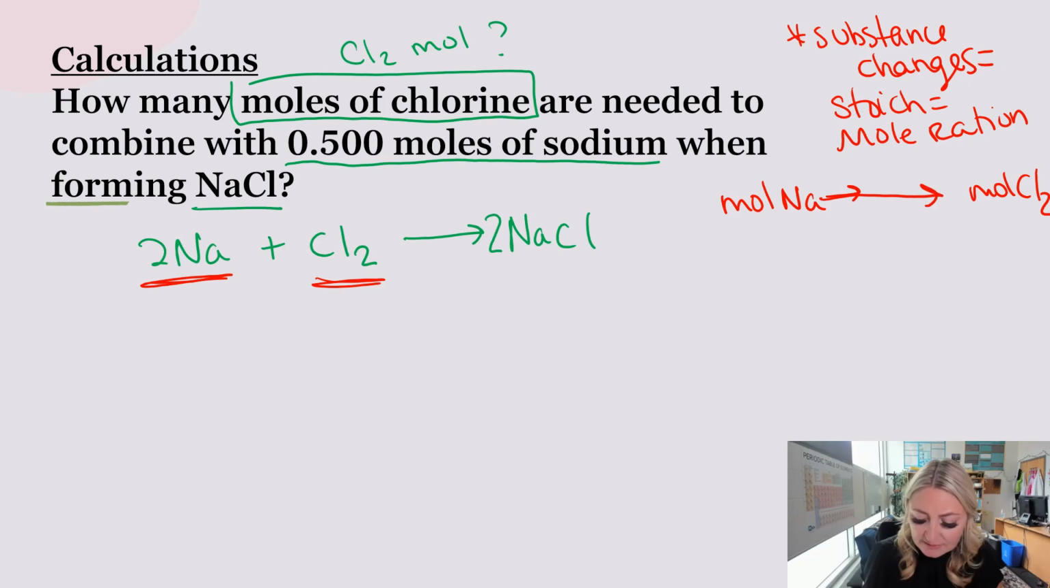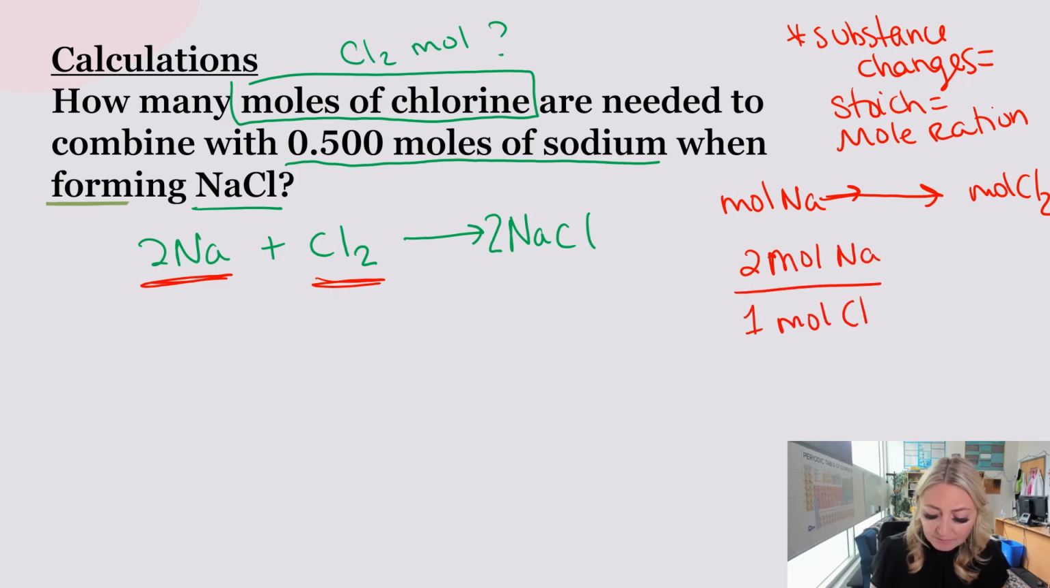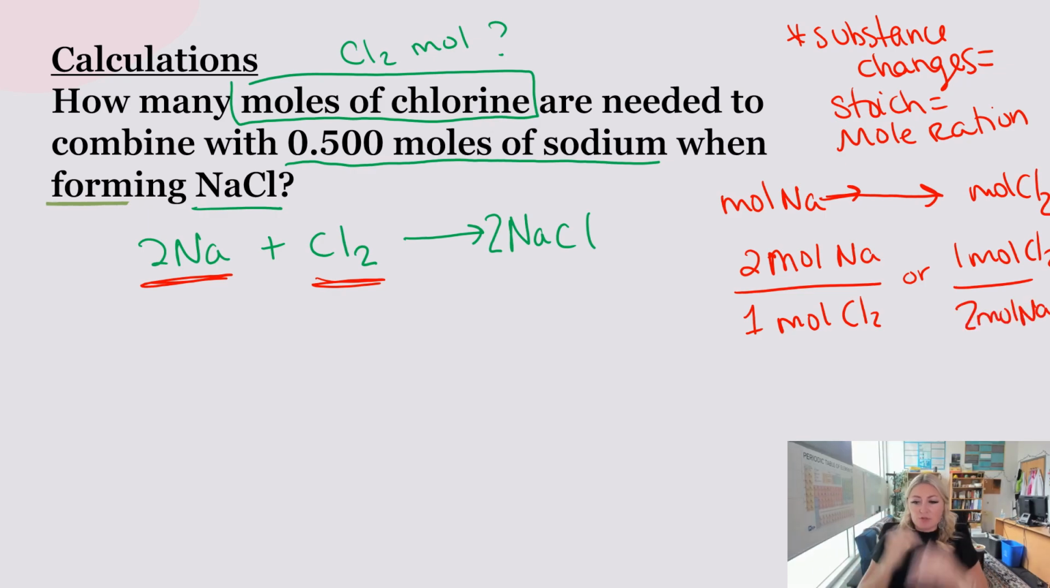So this is a single step conversion because we're already starting in moles of sodium. We're going to use a mole ratio and we're going to moles of chlorine. So my mole ratio for this, I know that I have 2 moles of sodium for every 1 mole of chlorine. And this could also be written 1 mole of chlorine for every 2 moles of sodium. So those are interchangeable. You can swap those depending on what you're trying to cancel. This is a one-step problem.